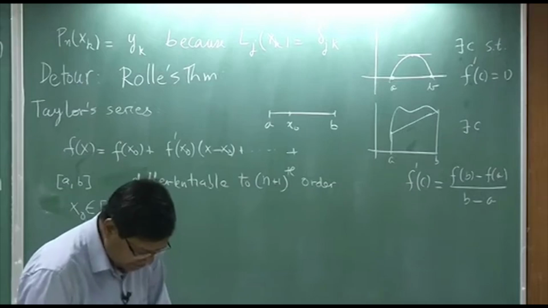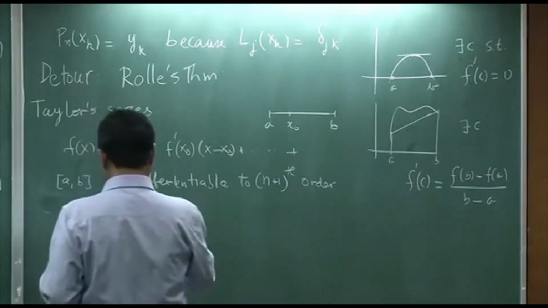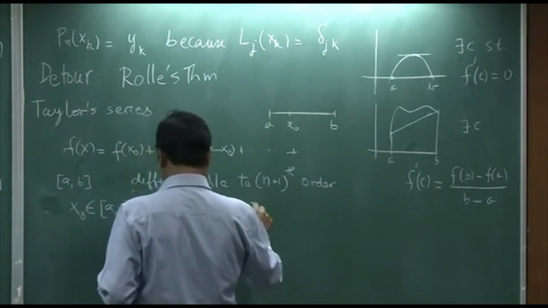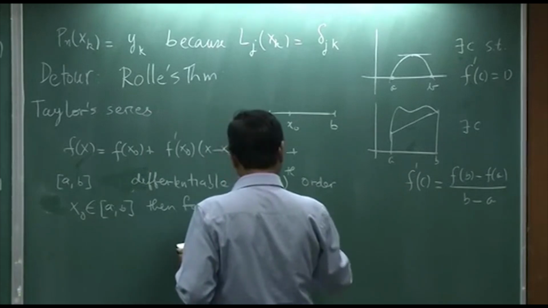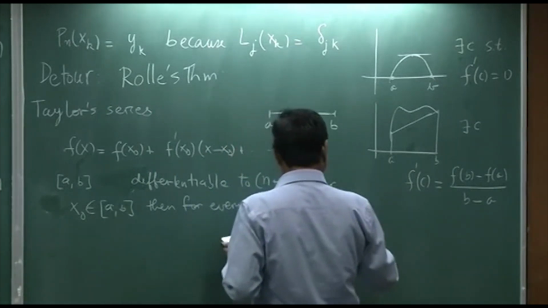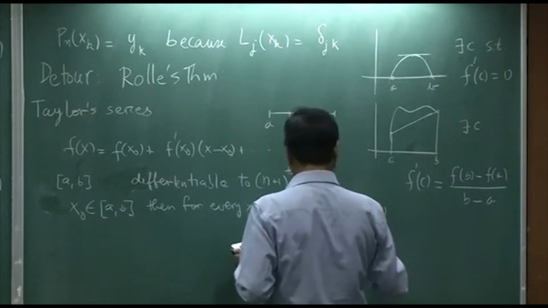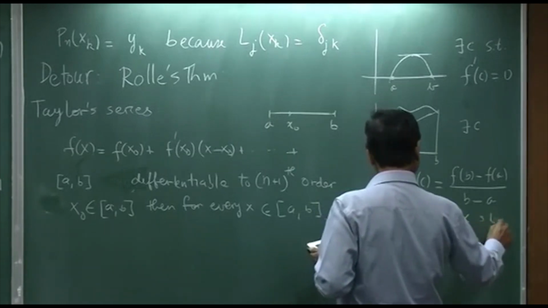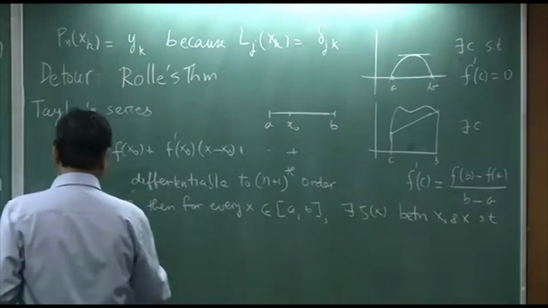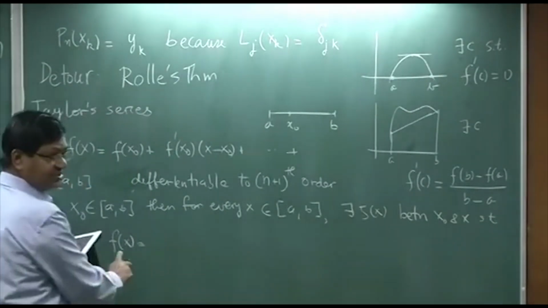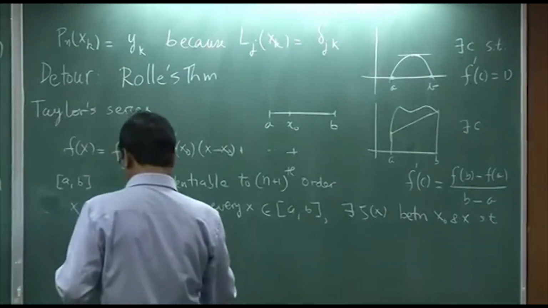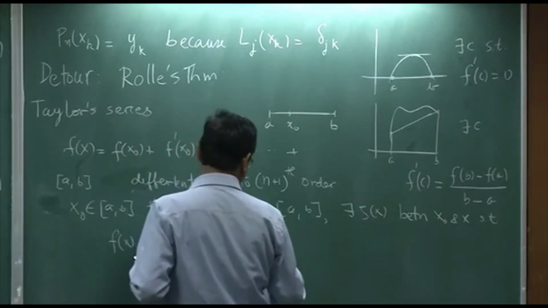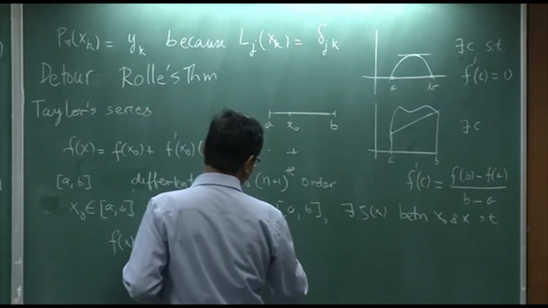and let me just write this here. Then for every x belonging to a b, there exists a zeta x between x naught and x such that f x is, so this is my real function, but I am approximating this by a polynomial p n of x, nth order polynomial, plus a remainder. This is a remainder.